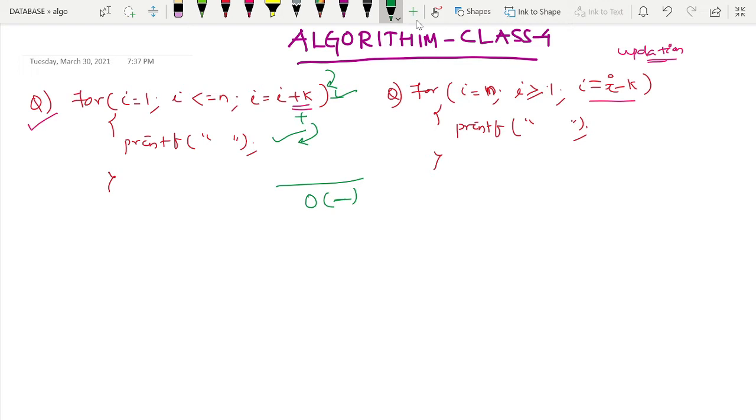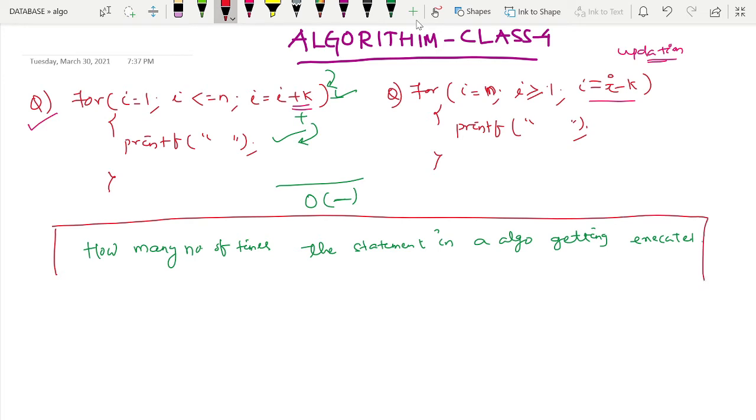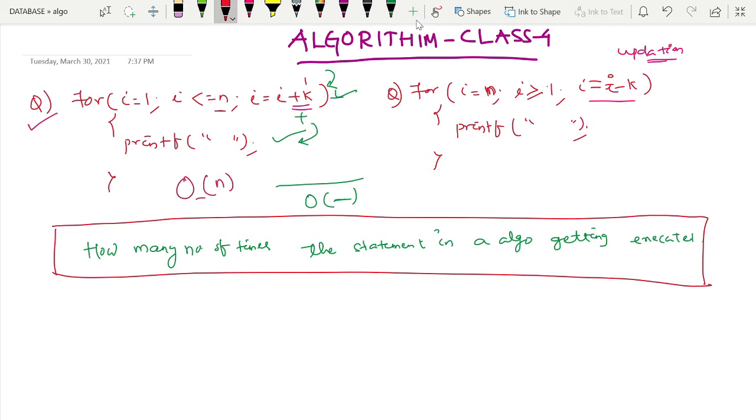What is the actual main point here? The main point is we are just finding out how many number of times the statements in an algorithm get executed. Okay, this is the main concept you need to understand. We are just finding out how many number of times the statements in an algorithm get executed, right? So from this, this k value can be anything like 2, 3, 5, 700, anything. So we are finding out the number of times this statement gets executed. So after adding it, we are getting that it is coming like order of n, right? So this will also be coming like order of n.